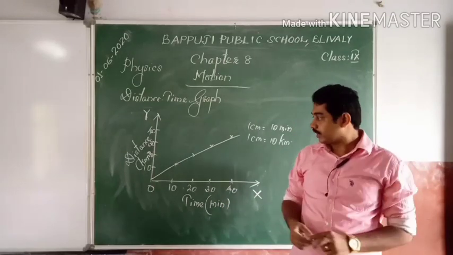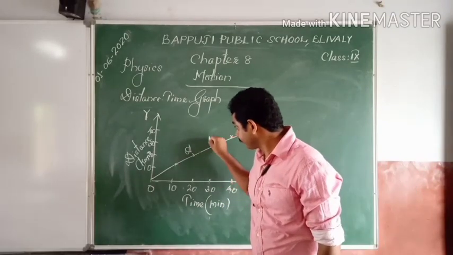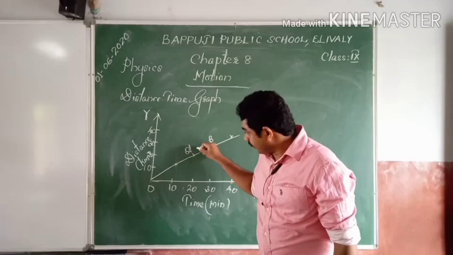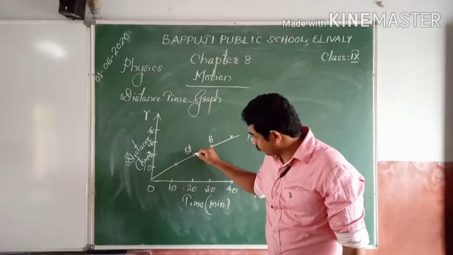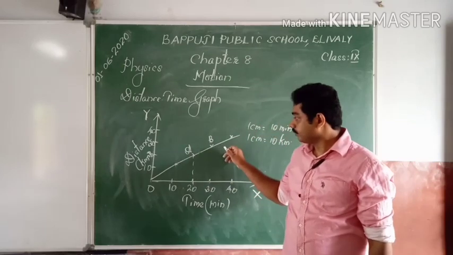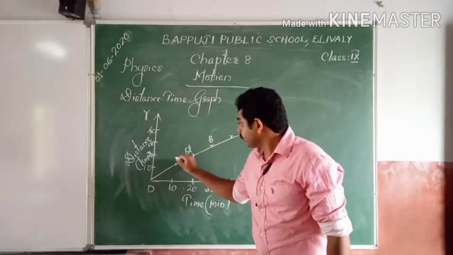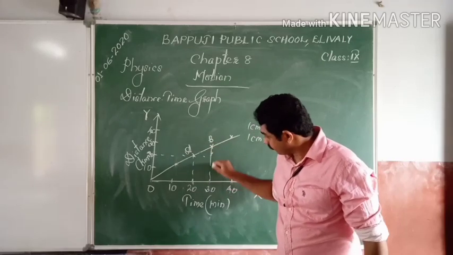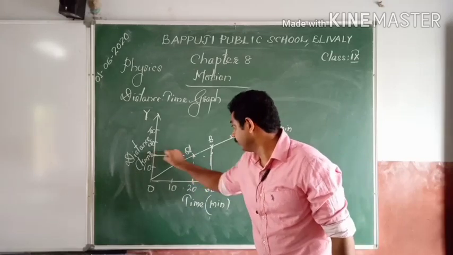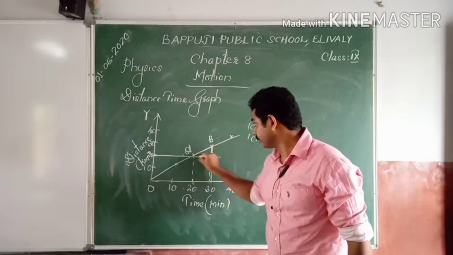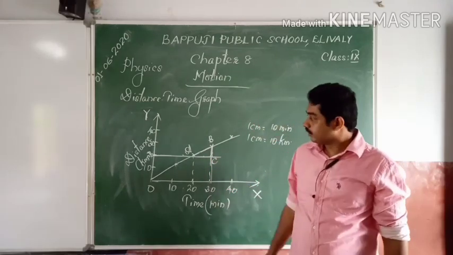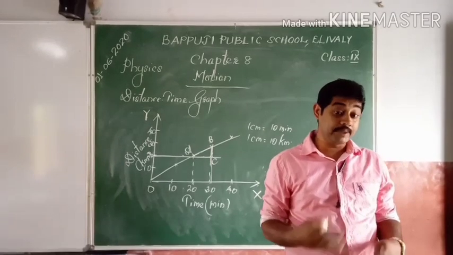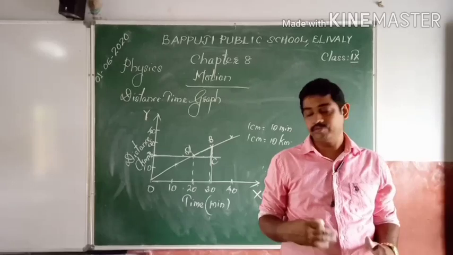To do so, we can consider a small portion AB. Then draw two lines. Draw a line parallel to x-axis from point A and draw a line parallel to y-axis from point B and join these two lines. We will get a small triangle ABC. The slope of the distance time graph gives speed or velocity. Speed and velocity literally mean the same. Speed in a given direction is called velocity.